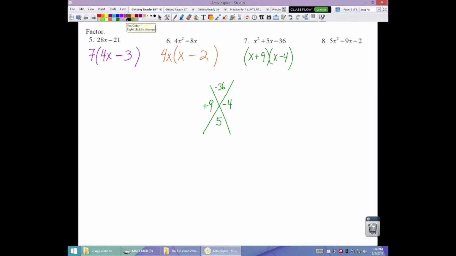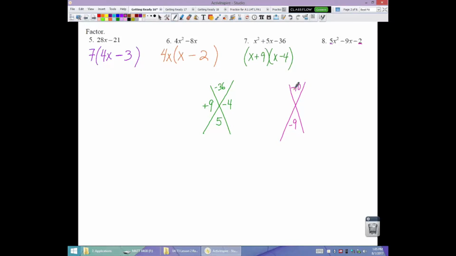And lastly here, number 8, we do have a coefficient in front of the x squared, so that makes it a better chance of having a GCF. Definitely need to look. We don't have one, though. That also changes the method of factoring. We still make our x, but to get this desired product, I need to multiply the a times the c. So 5 times -2 is -10, and my desired sum is -9.